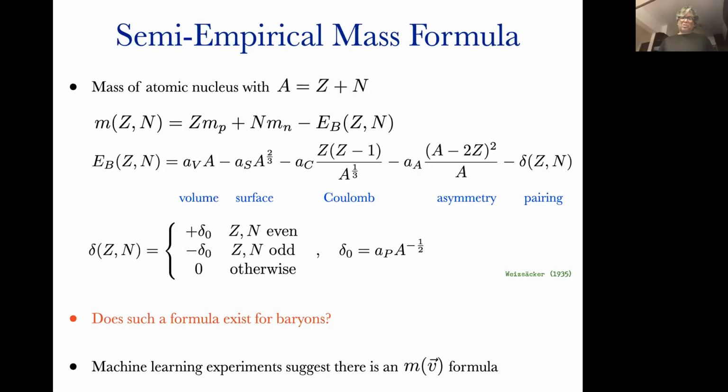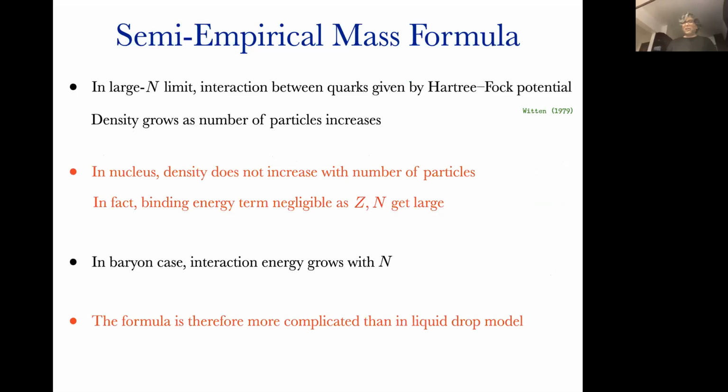We'd like to come up with some formula. And the fact the neural network is working so well suggests such a formula might exist. It's going to be of a different character than the semi-empirical mass formula because the physics is different in the baryonic case as opposed to the nucleon case. In the nucleon case, the binding energy term becomes negligible as the number of protons and neutrons become large. In the baryon case, the interaction energy grows with n, so we can't formulate things in the same way. But this is the idea that there's a hope that such a formula exists.